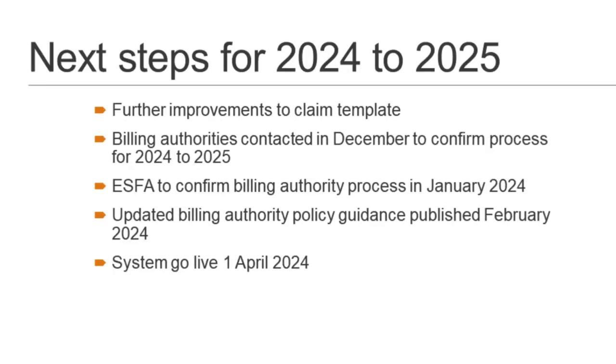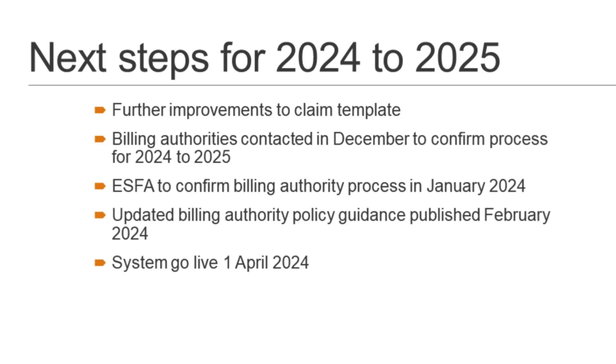In terms of next steps for April, as Jay mentioned, we are looking to make some further improvements to both the claim template and the service, not massive changes, just minor changes to help improve the experience for the user. We will be contacting billing authorities from next week onwards, where we'll ask you to confirm what payment process you want to adopt from April, and then we will write back out to you in January, confirming whether you're able to move over to the central process, because again that depends, if you're in a 2-tier area, whether everybody has agreed to sign up.